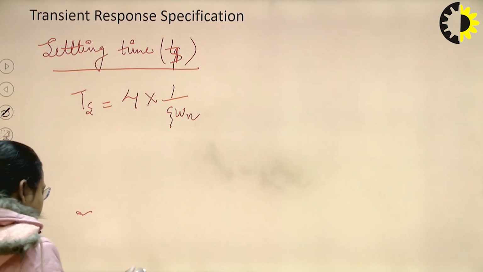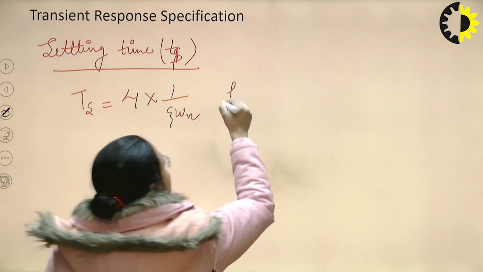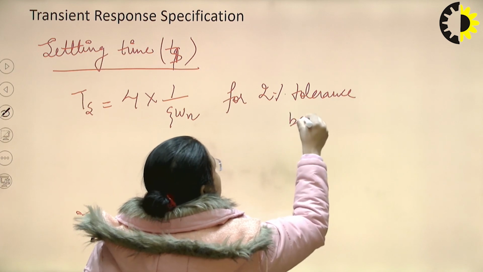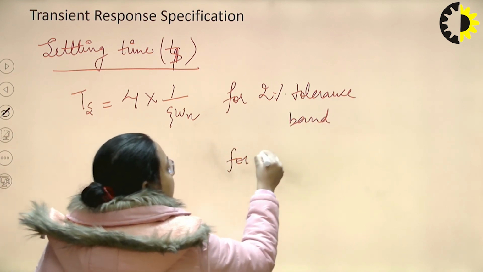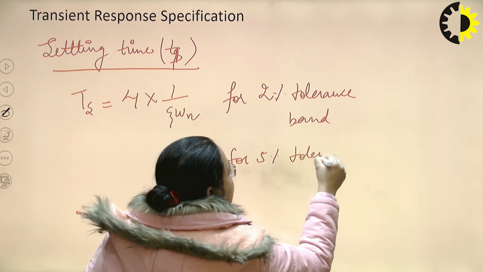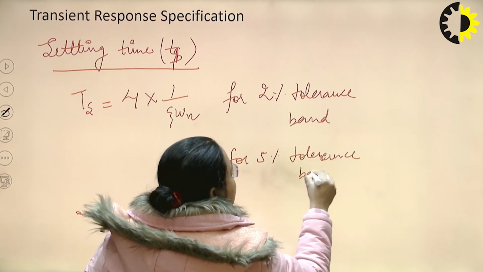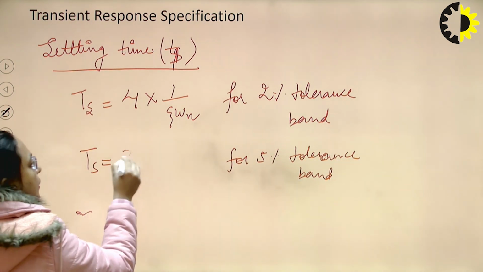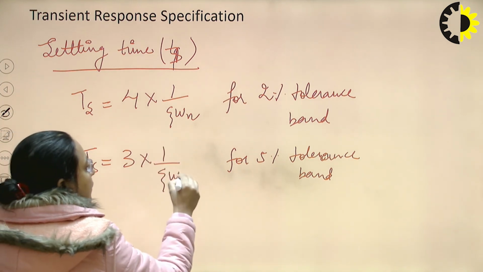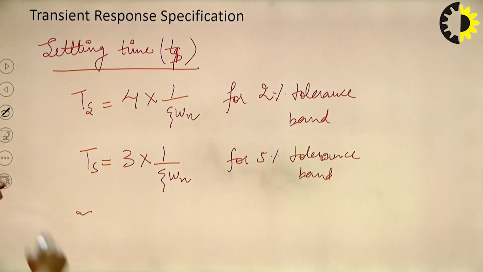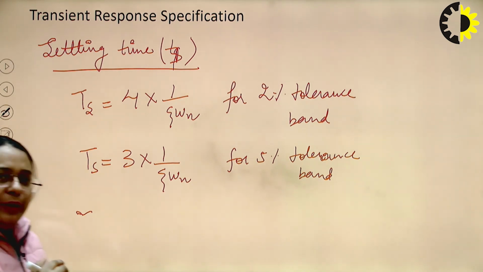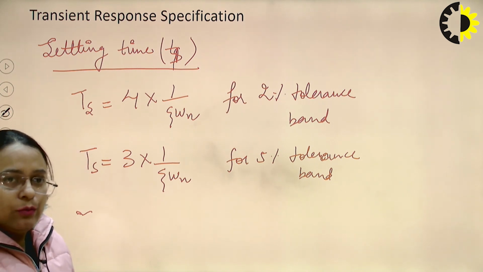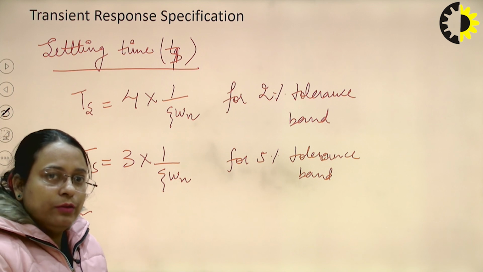And this is for the 2% tolerance band. And if the tolerance band is 5%, then the value of Ts will be 3 times the time constant. Okay. So in the question it is given what tolerance band we need to take. It could be 3 times the time constant, or it could be 4 times the time constant.